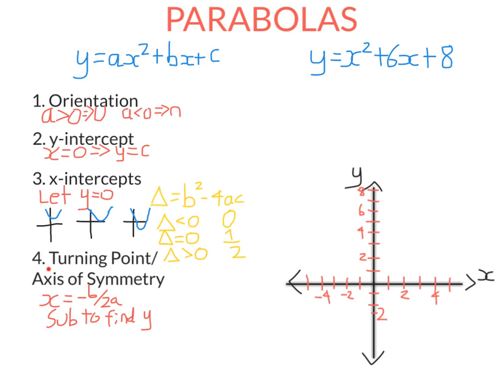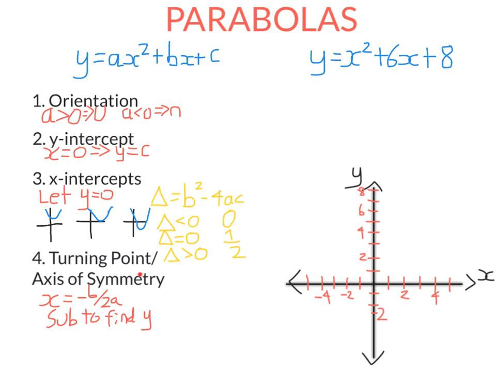Let's look at number 4, turning point and axis of symmetry. These are two different features that every parabola has, but we can calculate them at the same time. We use this formula, x equals minus b over 2a. b is the coefficient of x, and once again, a is the coefficient in front of x squared. This gives you the equation of the axis of symmetry.